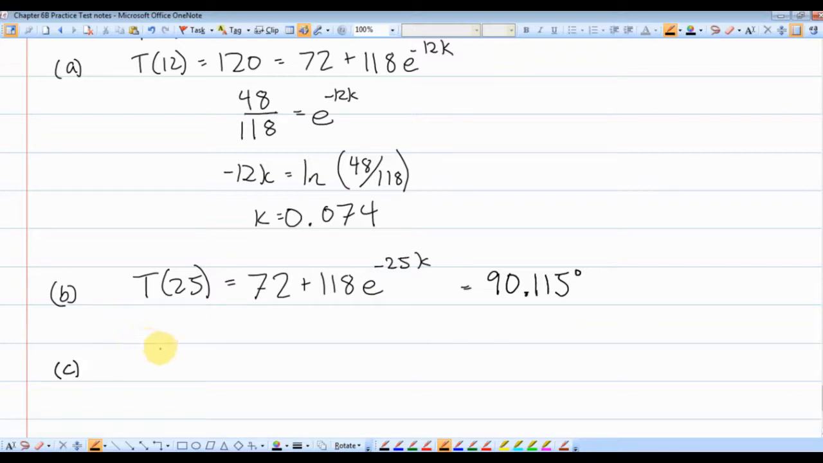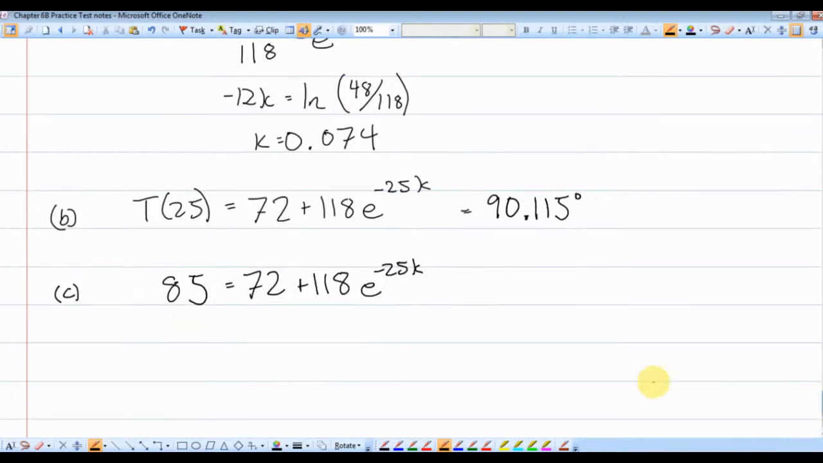When will the temperature be 85 degrees? You just need to make sure you can solve an exponential equation like this. Let's see. 85 minus 72 is 13. So we have 13 over 118. You plugged in 25 and it's supposed to be T because we're looking for the time.